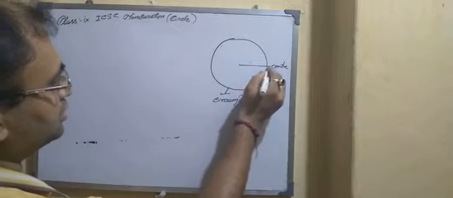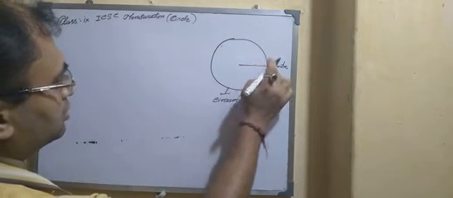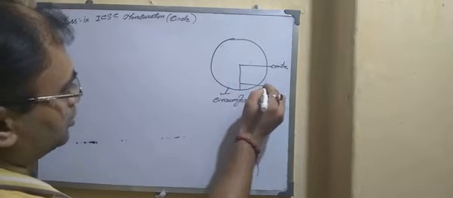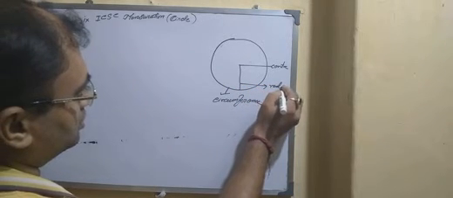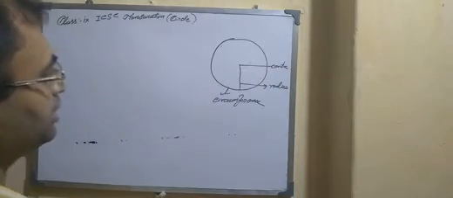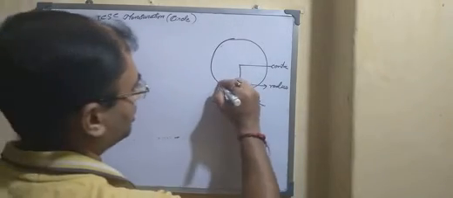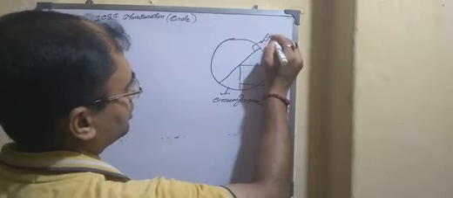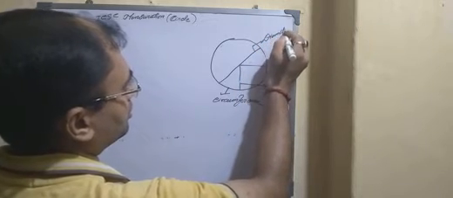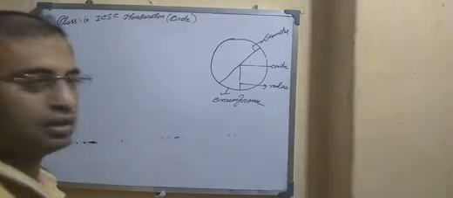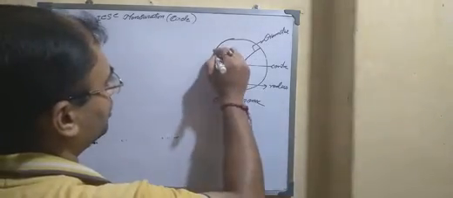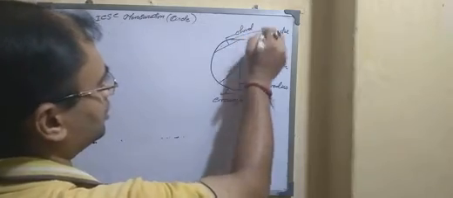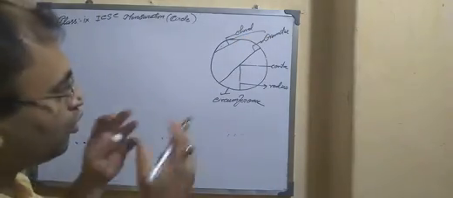And this is called radius. Okay, and this is called diameter. Okay, and this is called chord. We know all about the things.